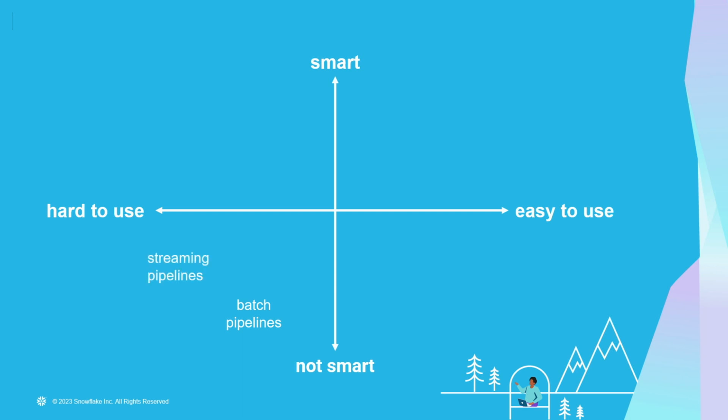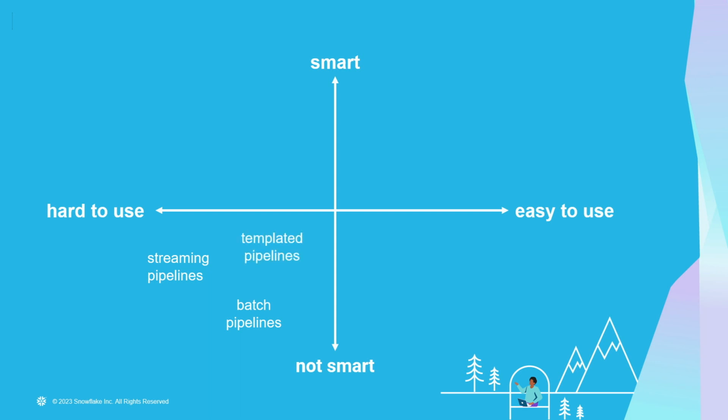Another approach are streaming pipelines. These have become more popular in the last decade or so, and they're low volume, low latency. So they're great for real-time use cases, which means they're a little bit smarter, but they require an entirely different set of infrastructure and specialized skill sets to run and maintain and build.